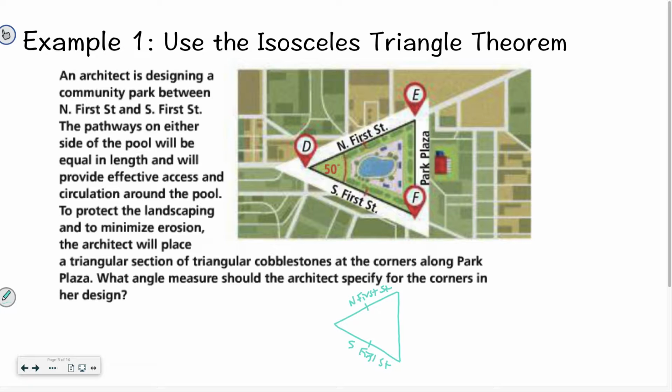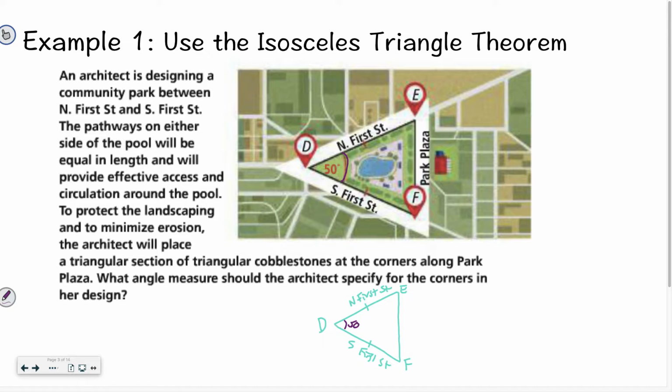To protect the landscaping and to minimize erosion, the architect will place a triangular section of cobblestones at the corners along Park Plaza. What angle measure should the architect specify for the corners in her design? So you have the picture that was given to you in the book, and we have D, E, F. And if we look at the picture, you can see that it tells us that this is 50. Okay, so that's 50. And we want to know what the other two angles are.